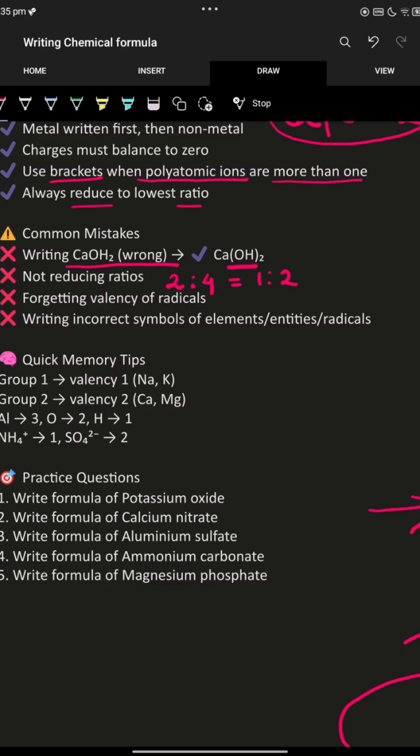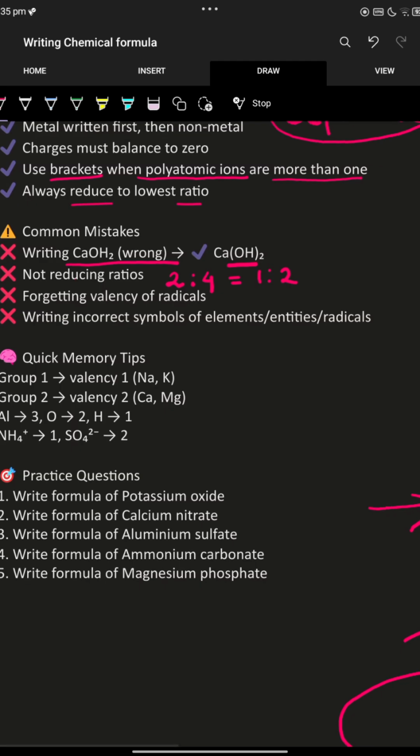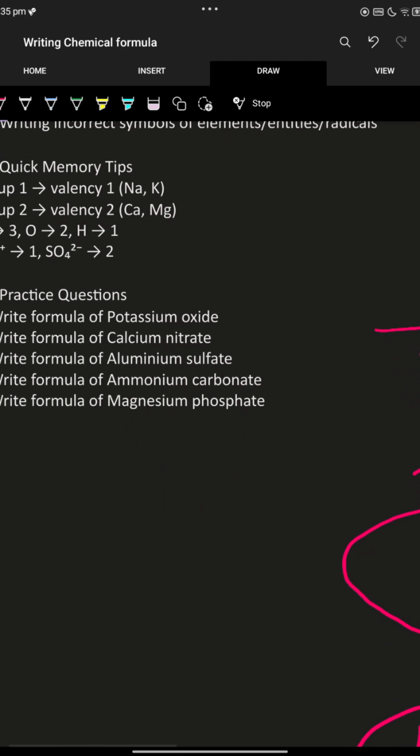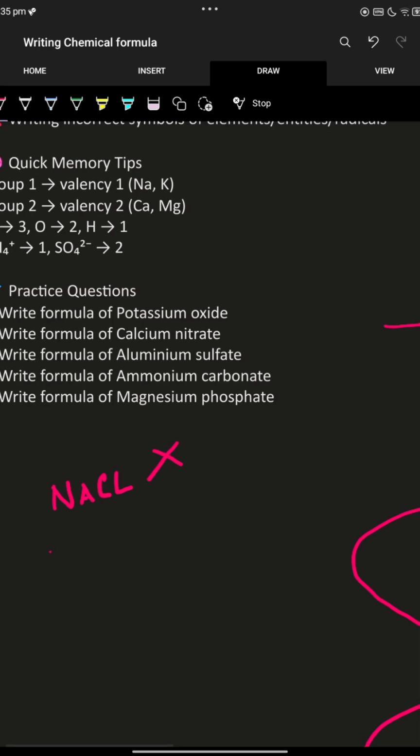Next, forgetting the valency of radicals is also one mistake. You write incorrect valency, so incorrect formula, incorrect symbols of the entities, and so incorrect formula. Now, for sodium chloride, I find students writing NaCL also. So this is wrong. Why? Sodium will always have a capital N and small a. Chloride will have capital C and small l. So this is the correct thing.